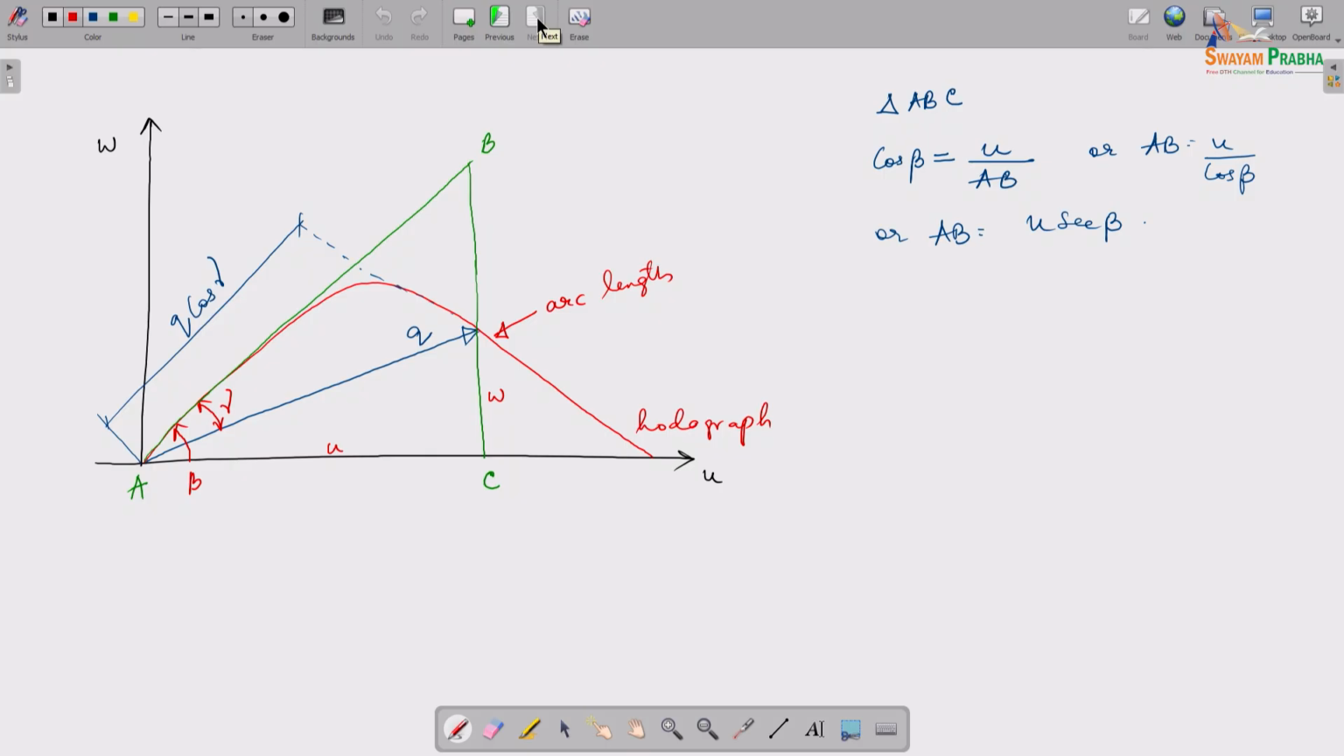So, you have u, then you have q cos gamma, then this is u sec beta, and this is the arc length of the hodograph. Okay. All right. So, I think that's it. I don't think I am going to talk more on this. This is all about it.